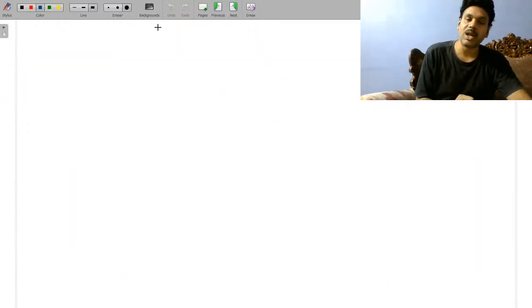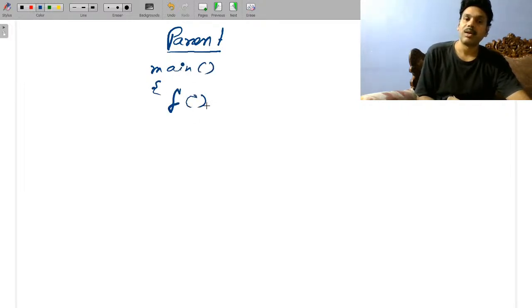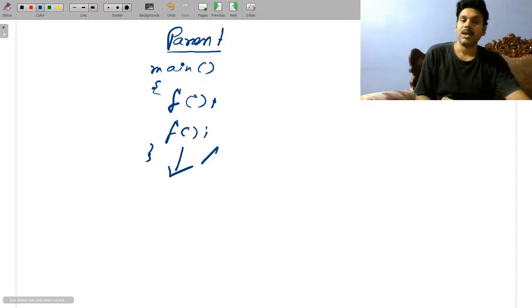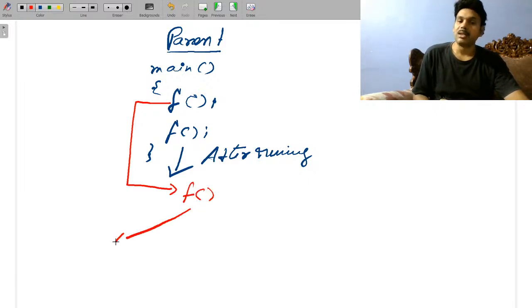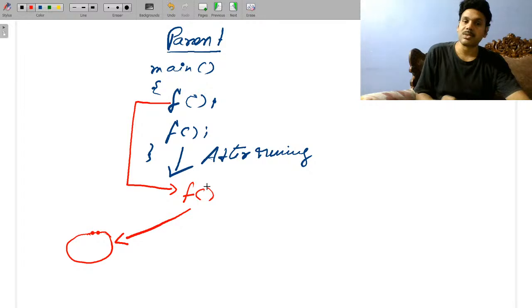You will understand. Now you see, this is your parent process, which consists of, as usual, main and a fork statement, and another fork statement. When you run this, what is going to happen? First fork is called. When I am executing the first fork, what will happen? It runs your parent process in parallel. Observe carefully, friends. It also runs your child process in parallel.